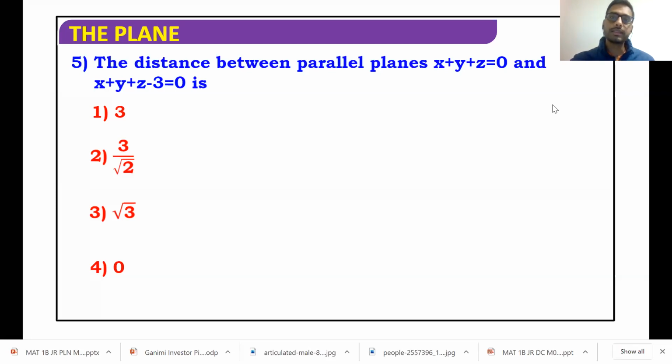No need to go into details. You can use your formula d2 minus d1. So d2 is minus 3, d1 is 0. So minus 3 minus 0 would be minus 3. You're taking mod, so that would be 3.